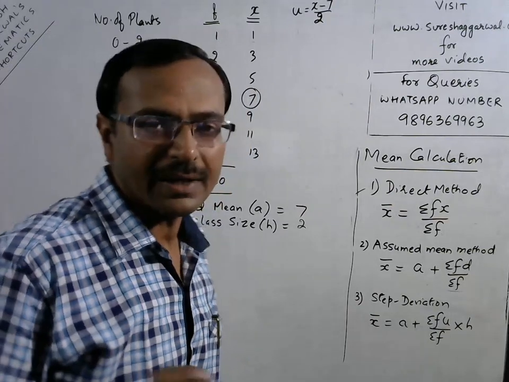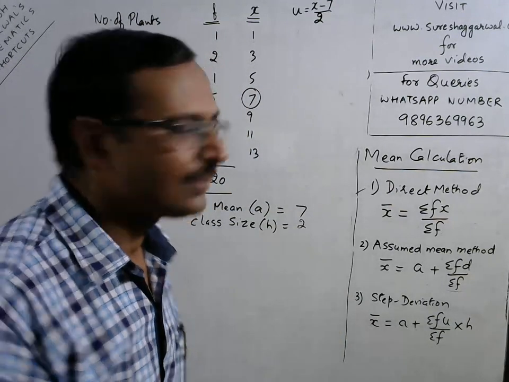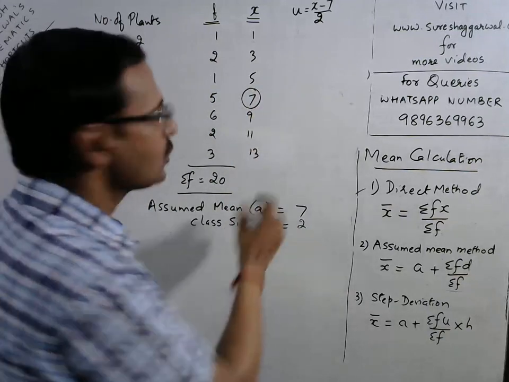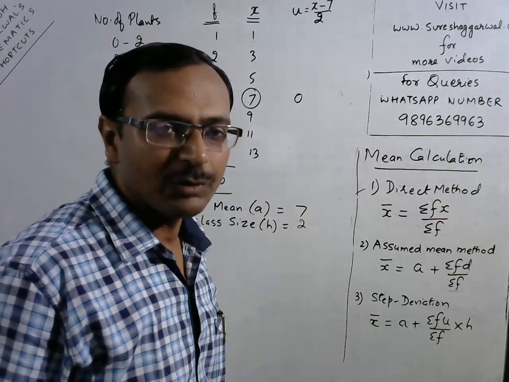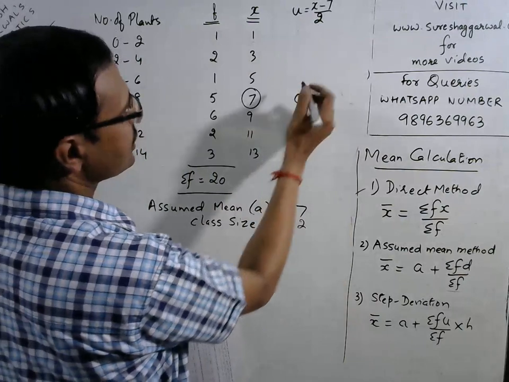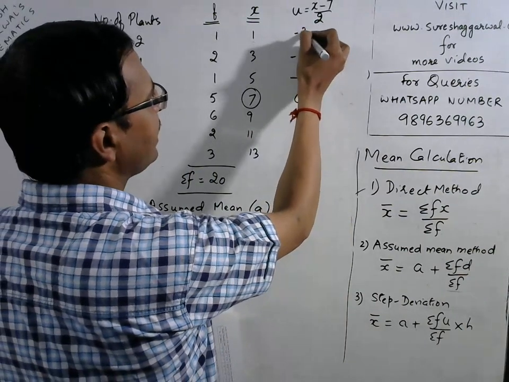Now for simplicity, I'll tell you a shortcut for how you can obtain these values without any calculation. I have encircled 7 here because this is a. So just write 0 in front of this. And now you have to make a number line. See, the values are decreasing here, so just write -1, -2, -3.